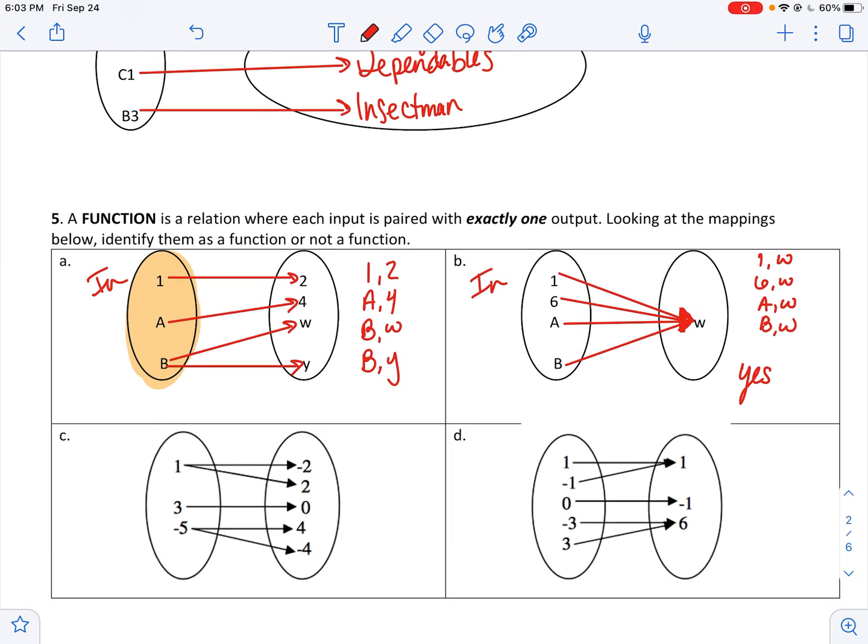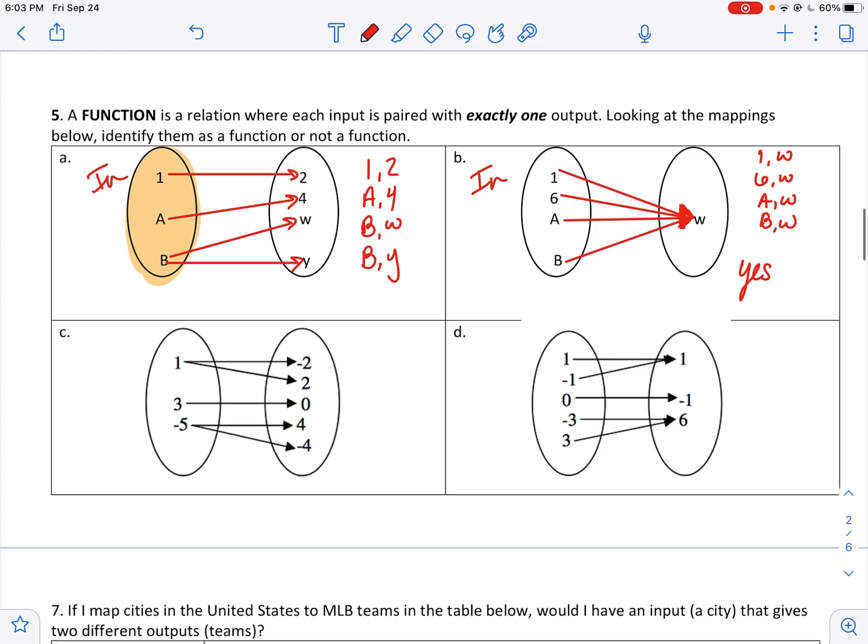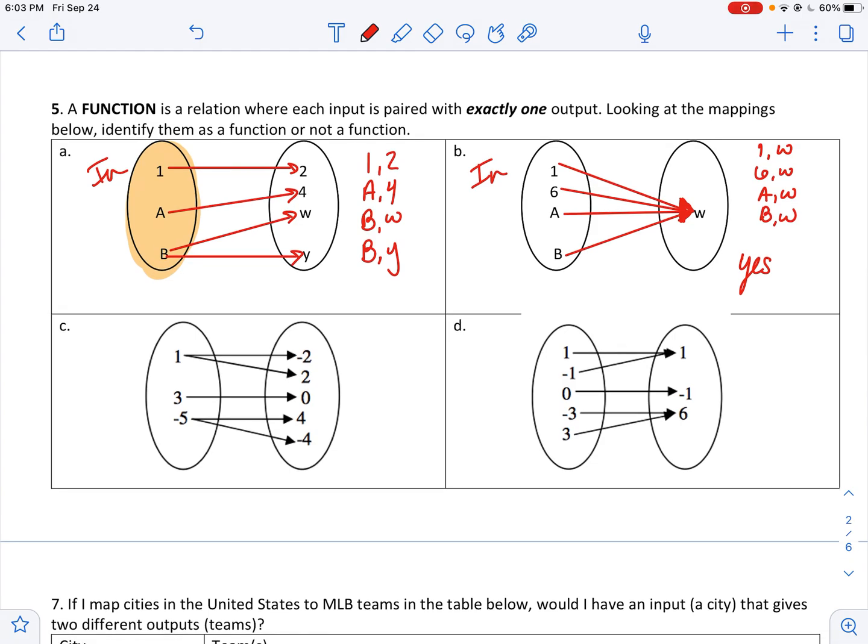All right, I'm going to ask you to pause the video and try to identify, is that a function or not a function? On C and D, see if you can identify if it's a function or not a function, and then unpause and check your work whenever you're ready. Okay. Now if I look at C, that one should be not a function because 1 and -5 both have 2 outputs. And D should be a function.